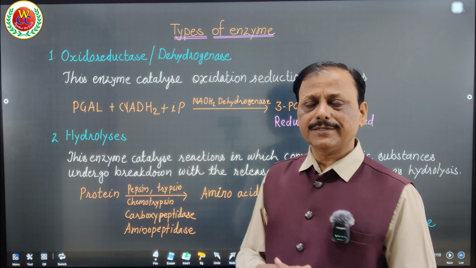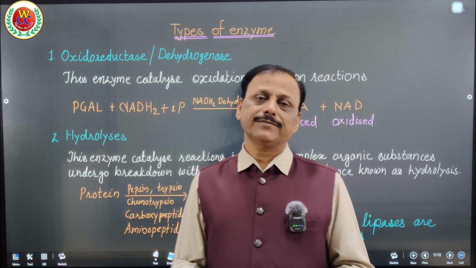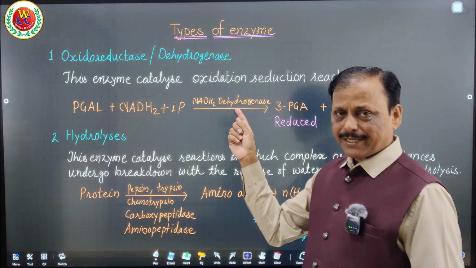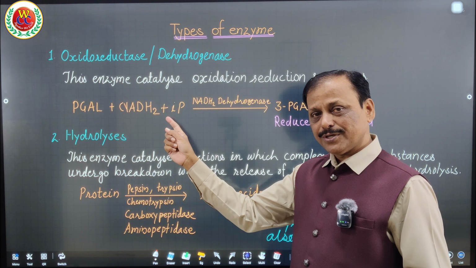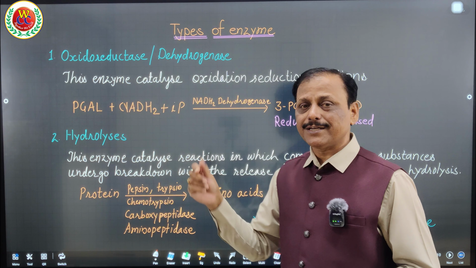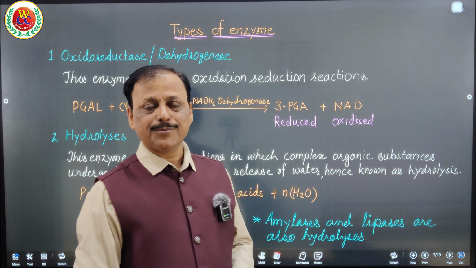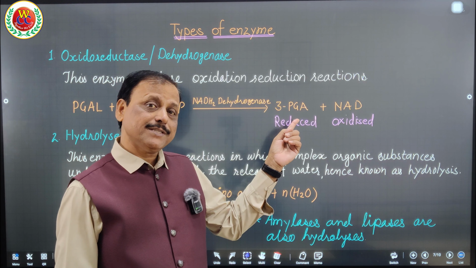You know in chemistry what is oxidation? Donation of electron, or addition of oxygen, or release of hydrogen. These are the 3. So here 3 different kinds of processes will be catalyzed by 3 different types of oxidoreductase enzymes. Here there is NADH2 dehydrogenase, which removes the hydrogen from NADH2 and adds that hydrogen to PGAl to form 2 molecules of 3-PGA during the glycolysis process. Here that PGAl gets converted into PGA.